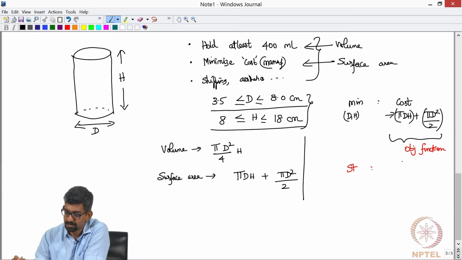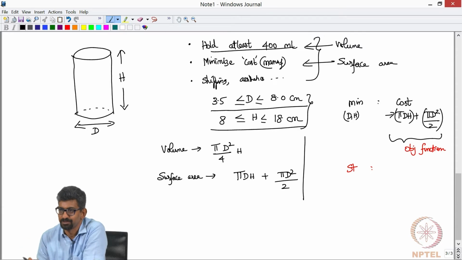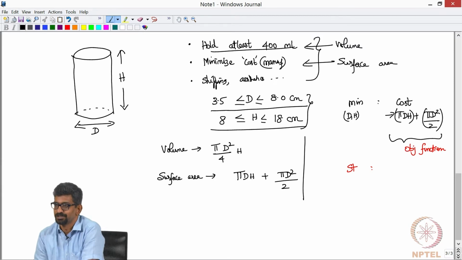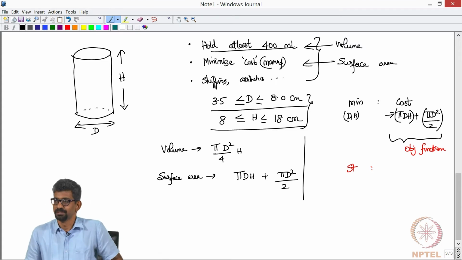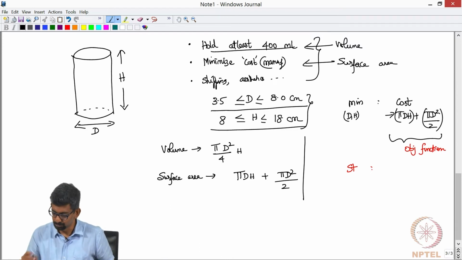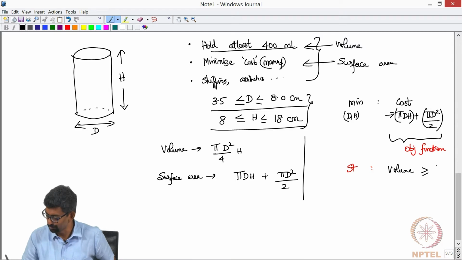What is my constraint here? Volume should hold at least 400 ml. How will you write that? At least means 400 is okay, if you give more I am happy, it should hold at least 400. What is the cutoff? This is basically the cutoff. The minimal you need to have is 80. You get 85, yes, you will be there, but you need to have a minimum of 80 to get in. So, such that my volume is greater than or equal, this sign is very important, 400.